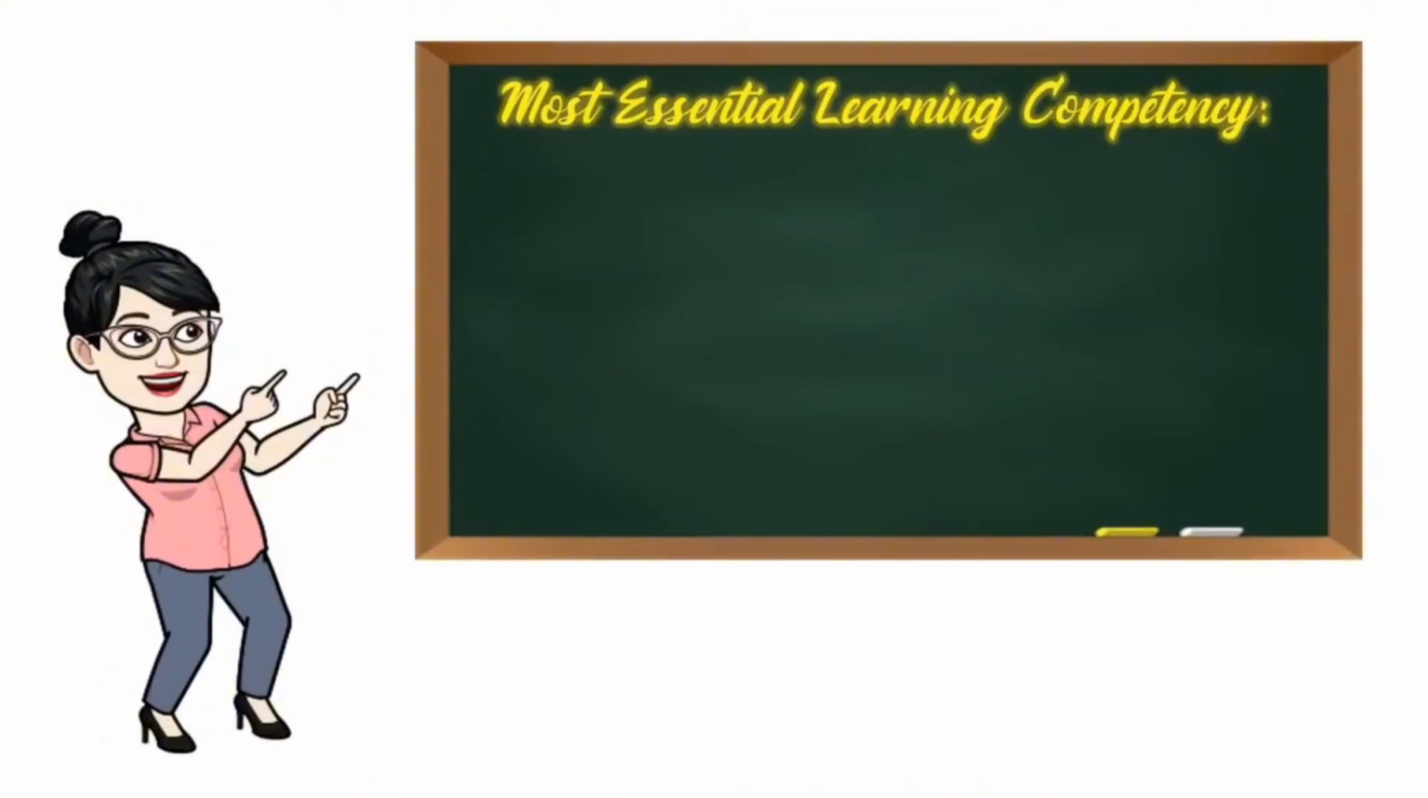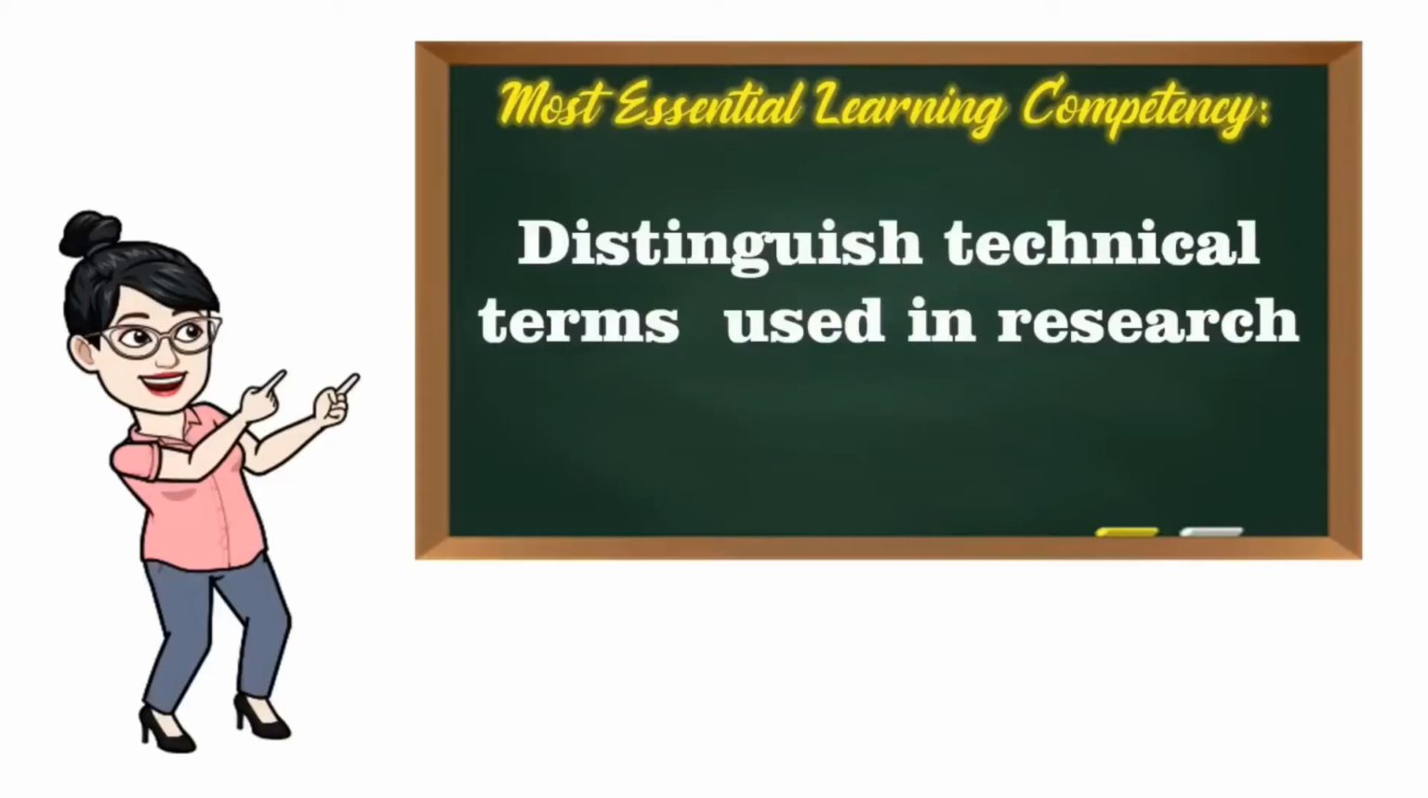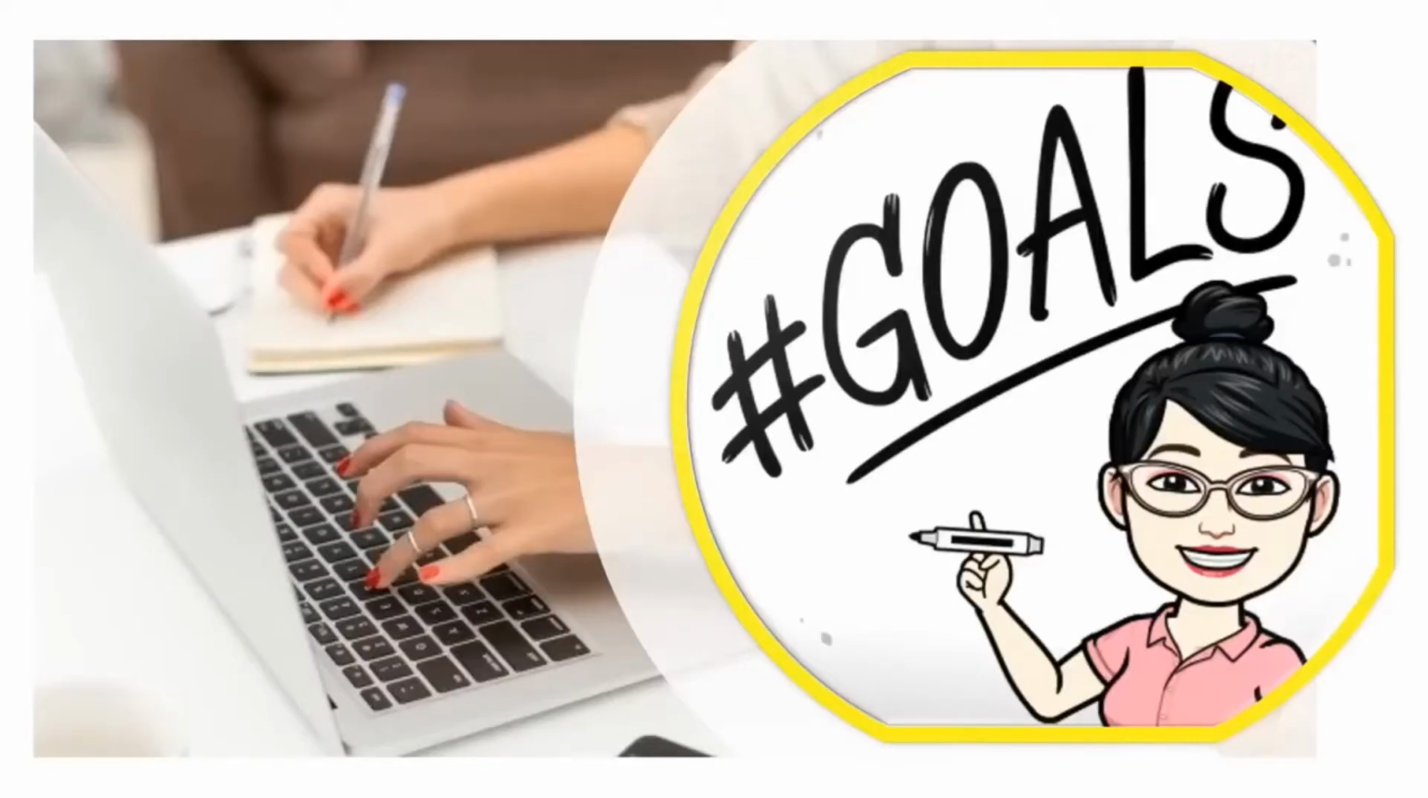Hello everyone! Congratulations! We are now in quarter 4. For our first lesson, our target most essential learning competency is distinguish technical terms used in research. By the end of the fourth quarter, your goal is for you to compose a research report on a relevant social issue. Writing a research paper or a research report can be a toilsome task for some.